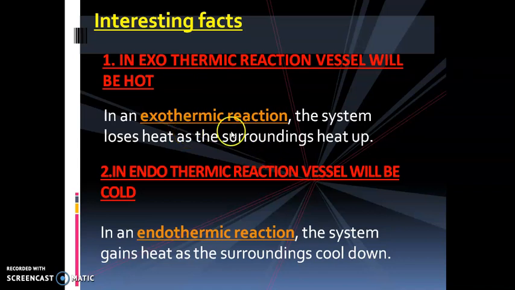So the first surrounding of the system is the wall of the container, or we can say the wall of the vessel. So the wall of the vessel or container will become hot during an exothermic reaction, and the wall of the container becomes cold during an endothermic reaction because it needs energy. Whenever it absorbs energy from the surrounding, first of all it absorbs from the wall, so the wall becomes cold in an endothermic reaction.